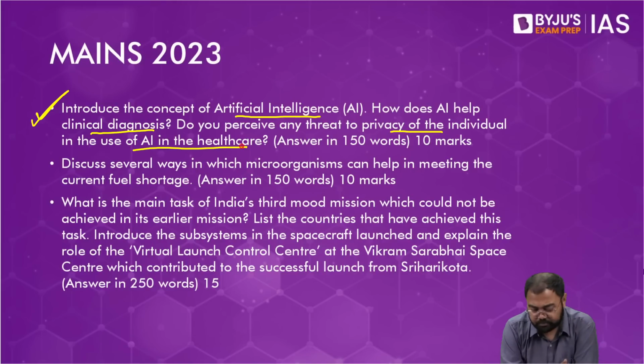So, this will be more about data breach and how the data can be misused, and also can create problems at an individual and societal levels. So a simple question asked just in 150 words, so it has to be a very concise answer. While discussing this, discuss the several ways in which microorganisms can help in meeting the current fuel shortage.